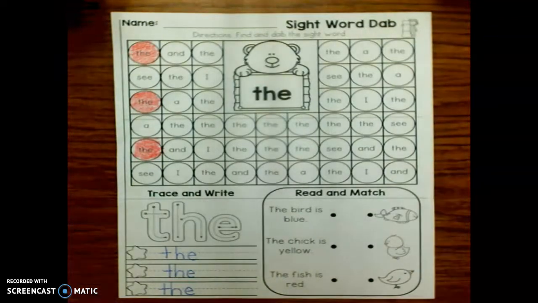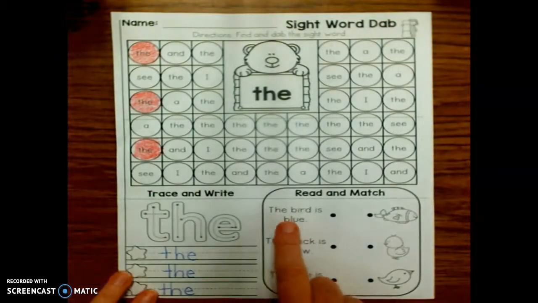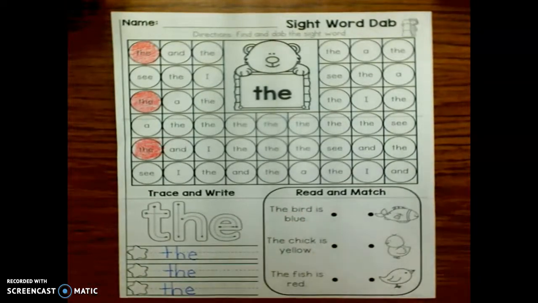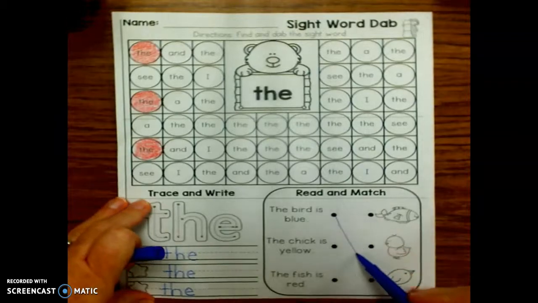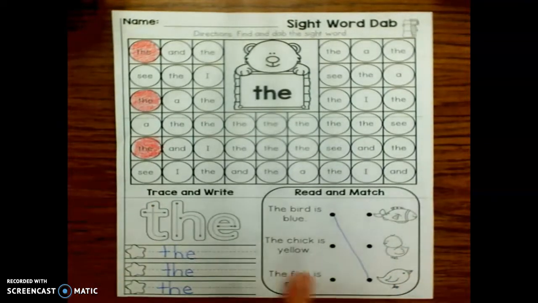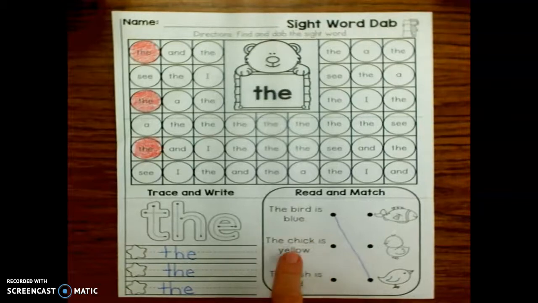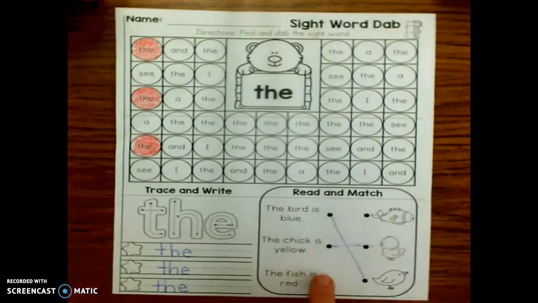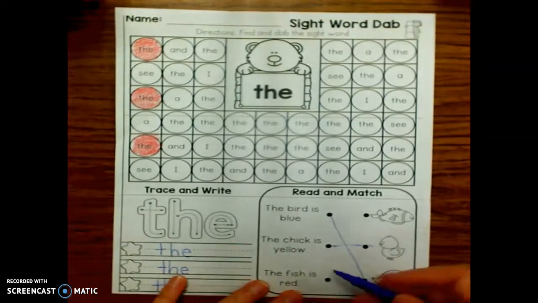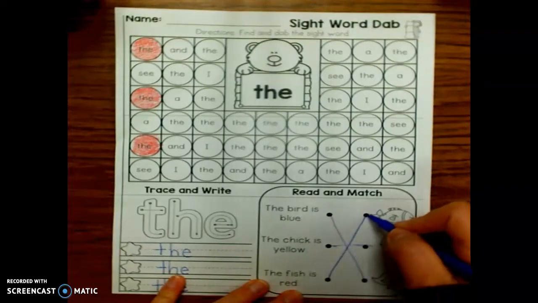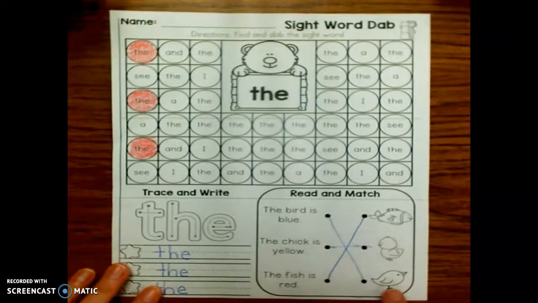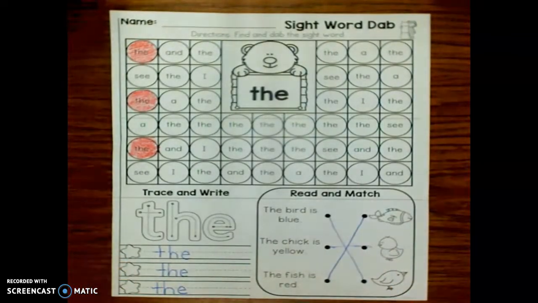And you're going to match it with a picture. The bird is blue. I'm going to draw a line from that sentence to the bird. The chick is yellow. There's the chick. The fish is red. There's the fish. So you're going to need to make your fish red, your chick yellow, and your bird blue.